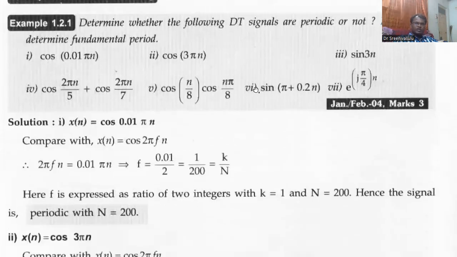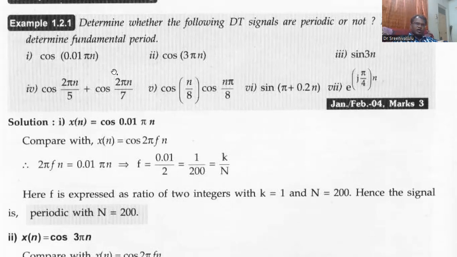Now you observe this. Determine whether the following discrete time signals are periodic or not. If periodic, determine the fundamental period. You observe the first one, x of n is equal to cos of 0.01 pi n, where 0.01 pi is omega naught. And the second problem, cos of omega naught n, with omega naught replaced by 3 pi.